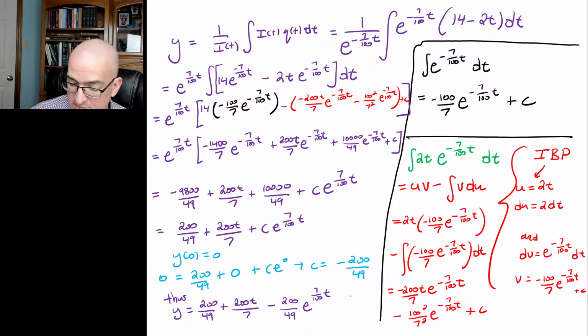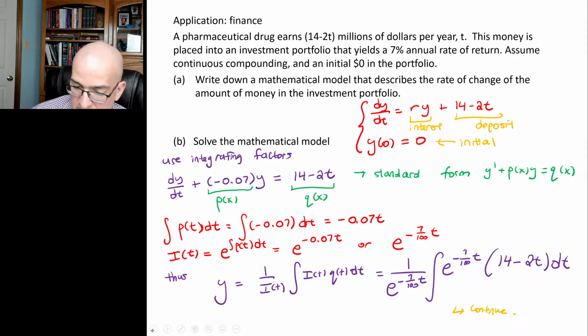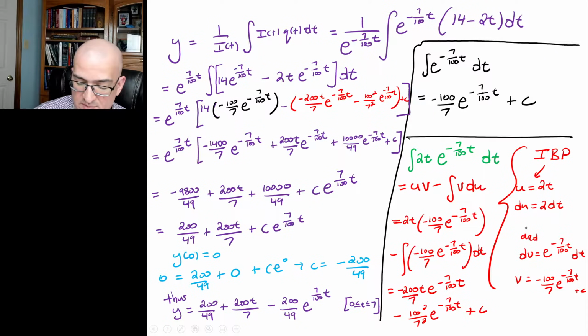And I should add a little stipulation. This is for t between 0 and 7, so 0 less than or equal to t less than or equal to 7. After 7, look what happens to the model. Again, we have 14 minus 2t. The deposits become withdraws, which breaks what we're trying to mathematically model.